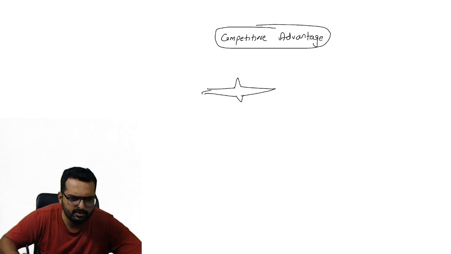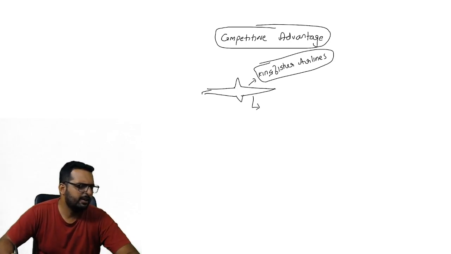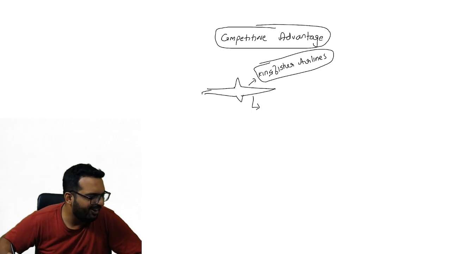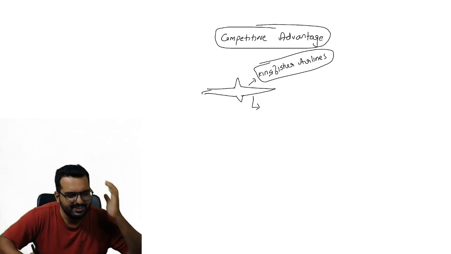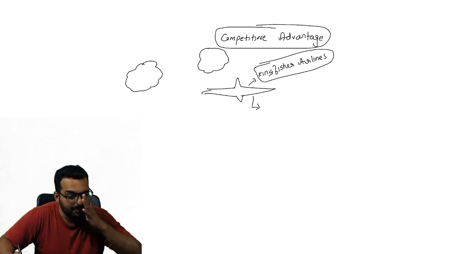This is an aeroplane, all right? This is absolutely the real life case study of Kingfisher Airlines. Kingfisher Airlines started with a bird flying. No, yeah, this is an aeroplane. See, here there are clouds. The aeroplane is flying in the sky.